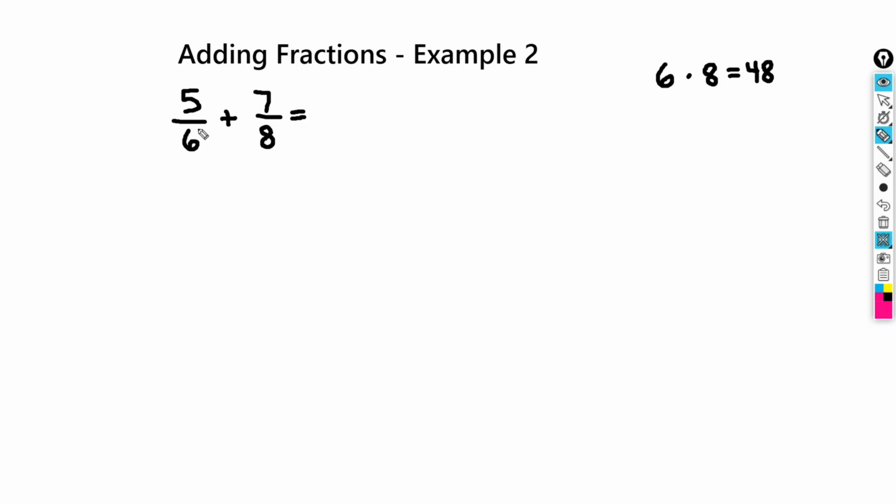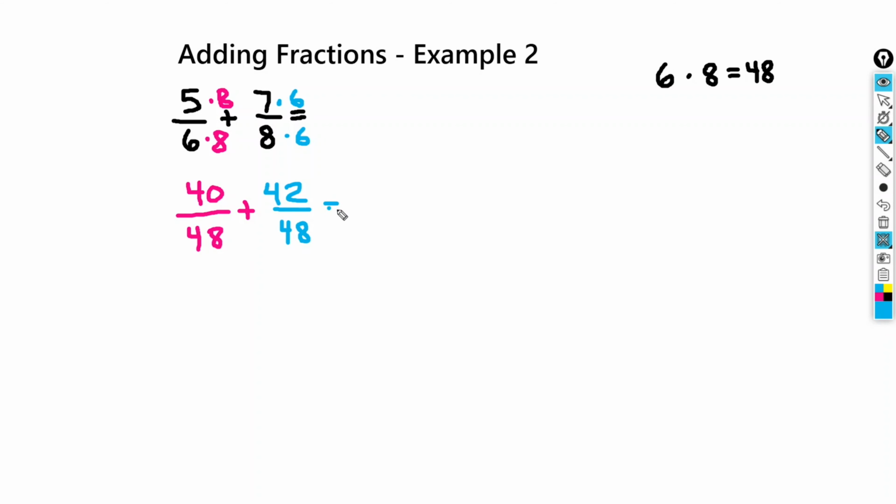So I'm going to do 5/6 to get the denominator to be 48. I have to multiply 6 times 8. So that means to keep the fraction the same, I have to multiply the numerator by 8 as well. And then for 7/8, to get the denominator 48, I have to multiply the denominator by 6, and likewise I have to multiply the numerator by 6 as well. So 5 times 8 is 40 over 48 plus then 7 times 6 is 42 over 48.